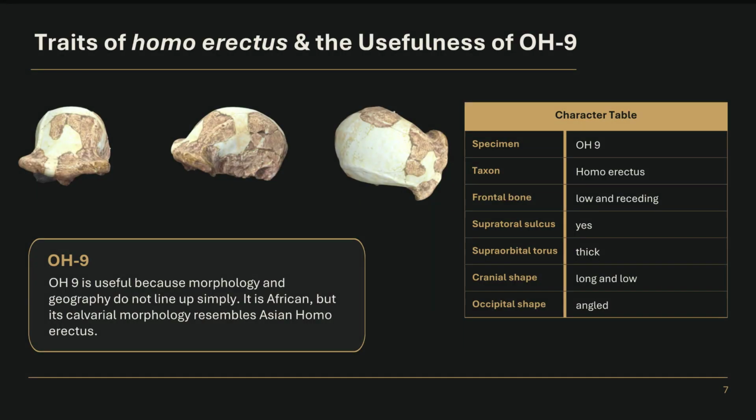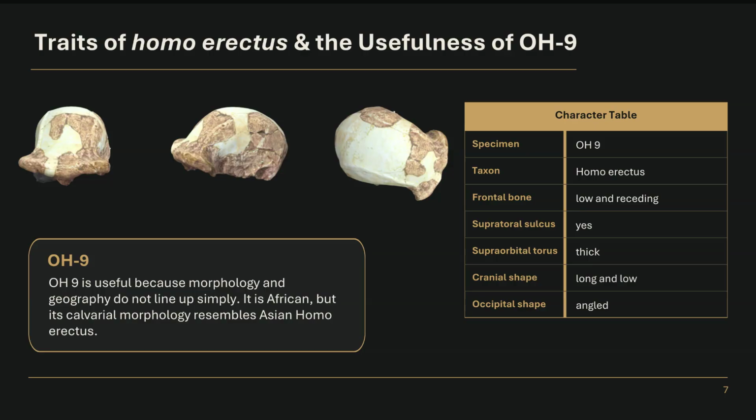Homo erectus and OH9. OH9, or Olduvai Hominid 9, is a significant Homo erectus calvaria from Tanzania. Leakey, 1960, described the specimen from Olduvai Gorge, and later work has emphasized its unusual combination of African geography and cranial morphology, resembling traits often associated with Asian H. erectus. Antón, 2003, characterized erectus as a geographically and temporally variable species, making OH9 especially useful for examining variation within the taxon.